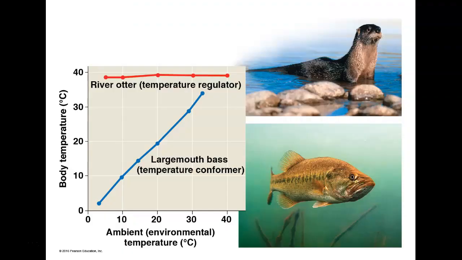Here's an example of a graph that kind of shows you overall temperature and then the body temperature of the organism. So for an otter, regardless of whatever the ambient or environmental temperature is, it has a steady state of roughly what we are. In terms of us, our body temperature is 37 degrees Celsius, so that's pretty on par with an otter. Whereas a largemouth bass, it's totally a function of whatever it is in the environment.